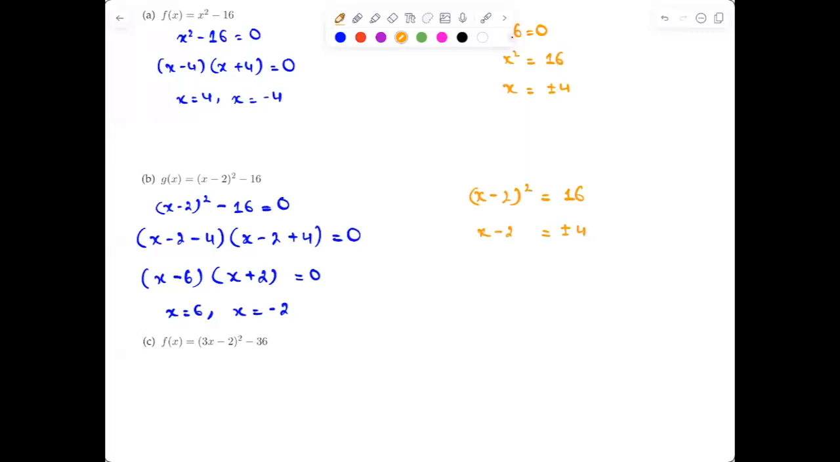Now, when you get plus 4 or minus 4, you can solve two equations simultaneously. All right, so here you get x minus 2 equal to positive 4. Here you have x minus 2 equal to negative 4, and you can solve for x. So x equal to 6, and here x equal to negative 2.